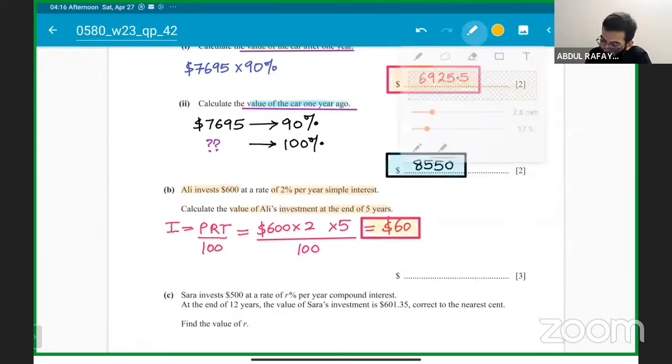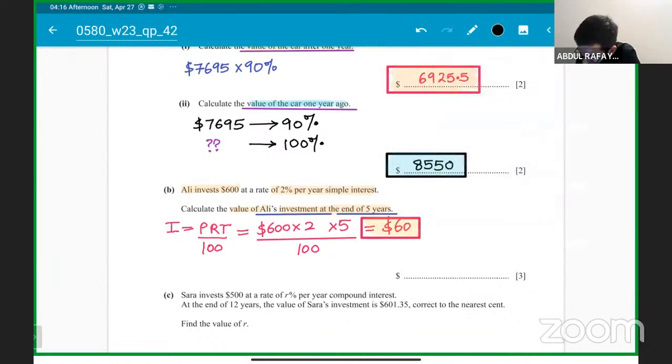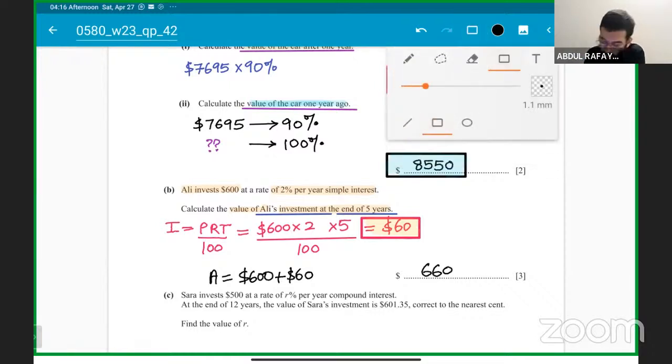Okay, but if you write down 60 there, it is wrong, because of what the question is asking. Make sure, very silly common mistake, you have to find out Ali's investment. What is Ali's investment after 5 years? So it is basically, sir, 600. The amount will be 600 he invested, and $60 he earned, so it is $660, guys. That is the correct answer for this part.